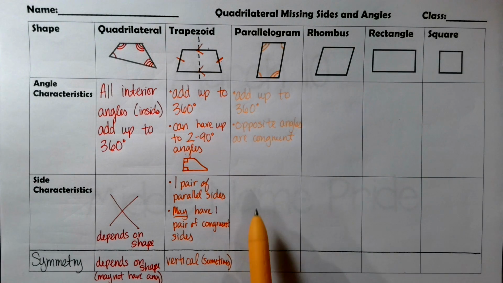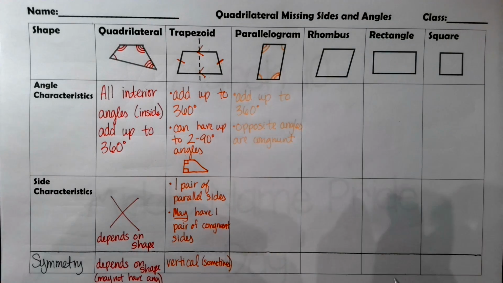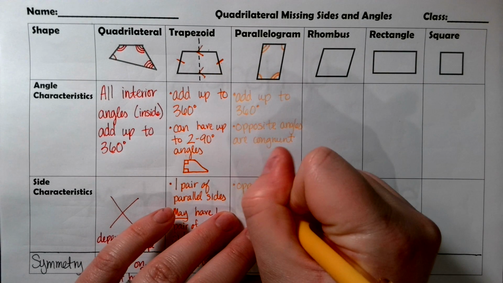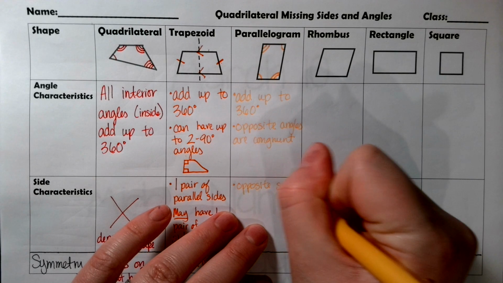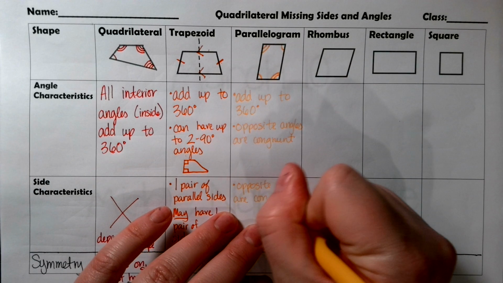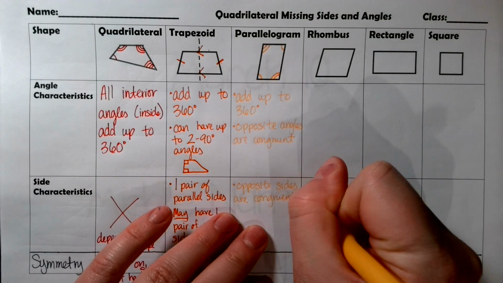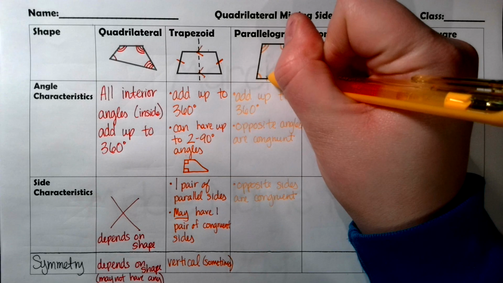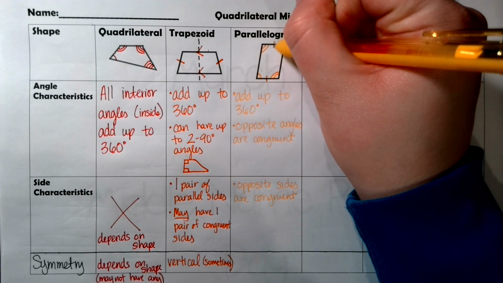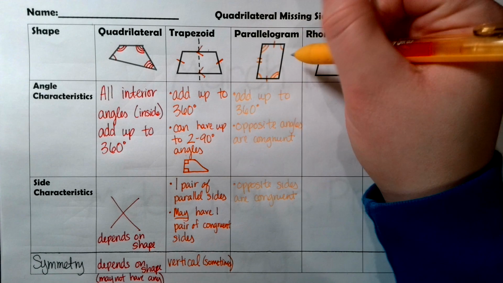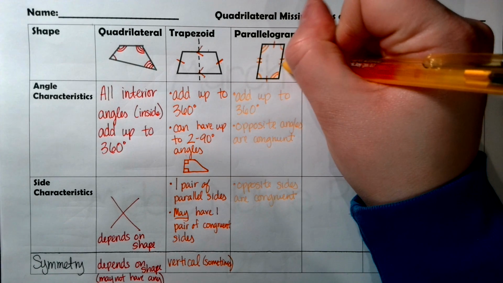For the side characteristics, opposite sides are congruent. So that means this little bottom side matches the top side. This left side here, two lines because it's different, matches the right side there, two lines.